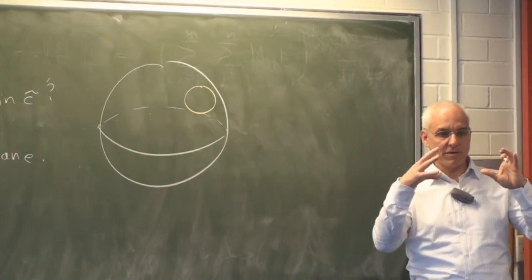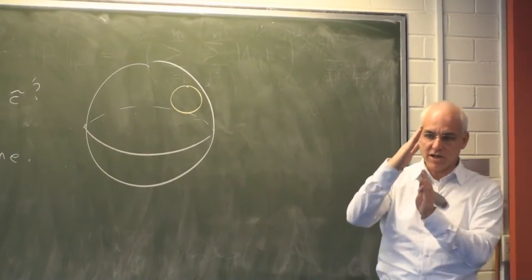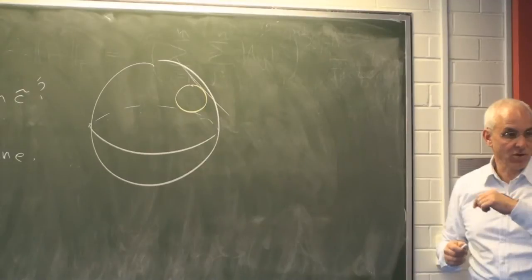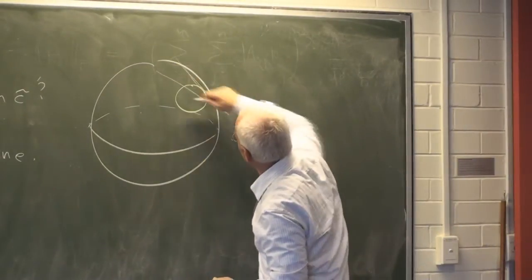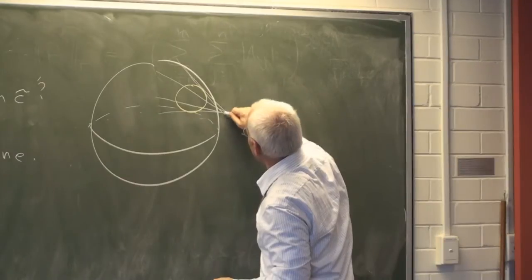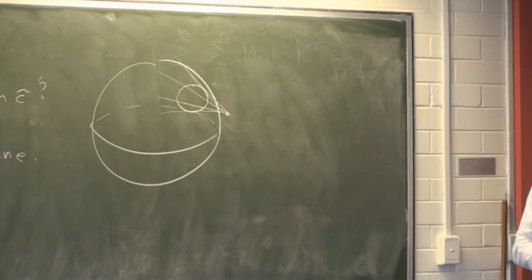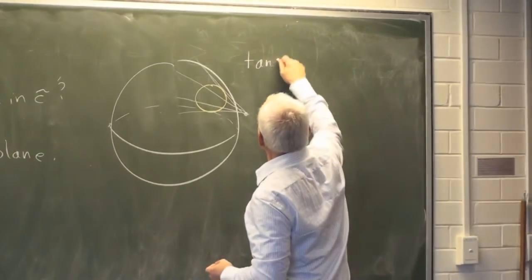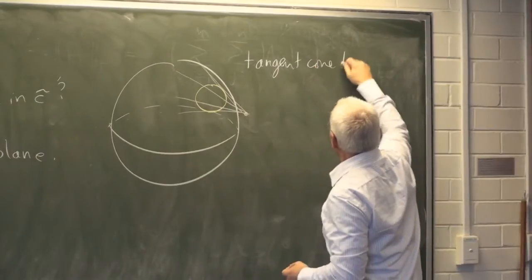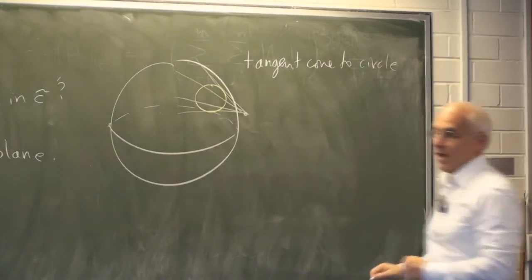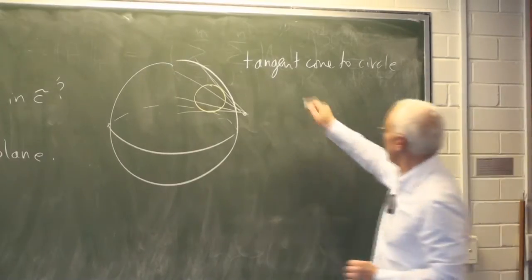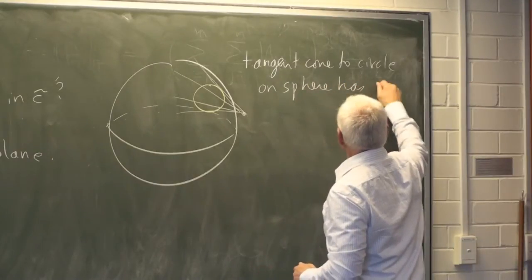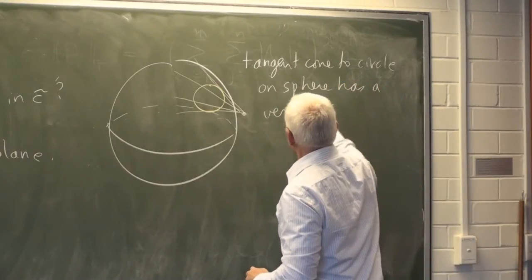If you have a sphere and a little circle on it, you can just look at the lines which are tangent to the sphere through that circle, and you will get a cone meeting at a point there. So the tangent cone to the circle on the sphere has an apex, or a vertex. Let's call it V.